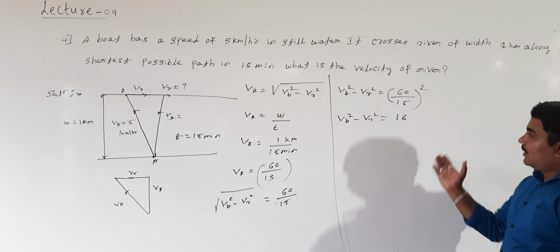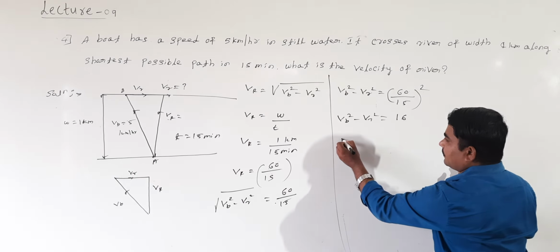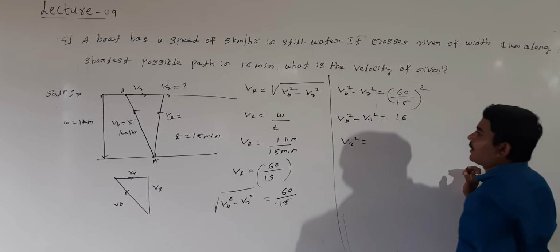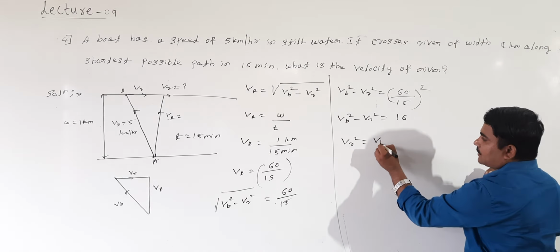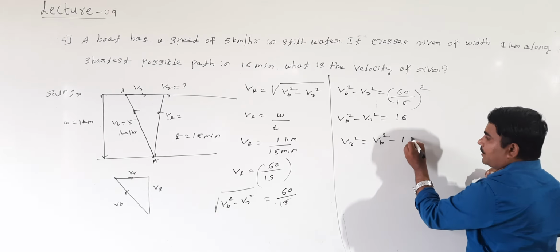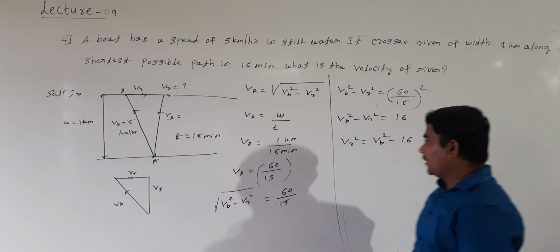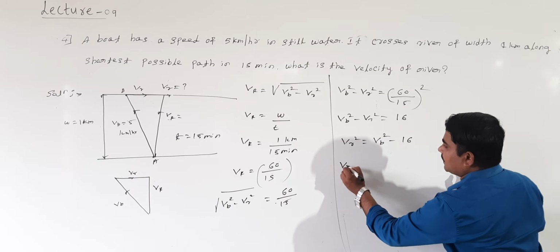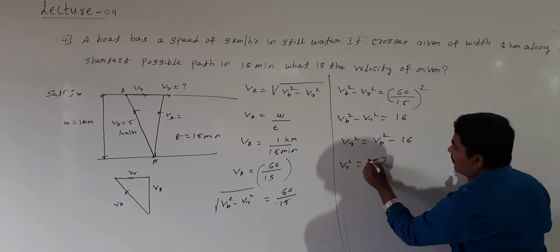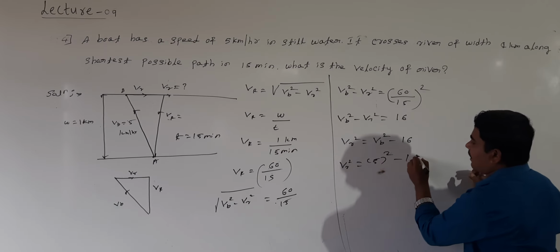Later on, again, how to take? From this, how to write? Small VR square is equal to VB square minus 16. What is VB? VB is nothing but the speed of the boat, 5 km per hour. Put here. What did you get? 5 whole square minus 16. What is VR? VR equal to 25 minus 16. VR square equal to 9 km per hour.